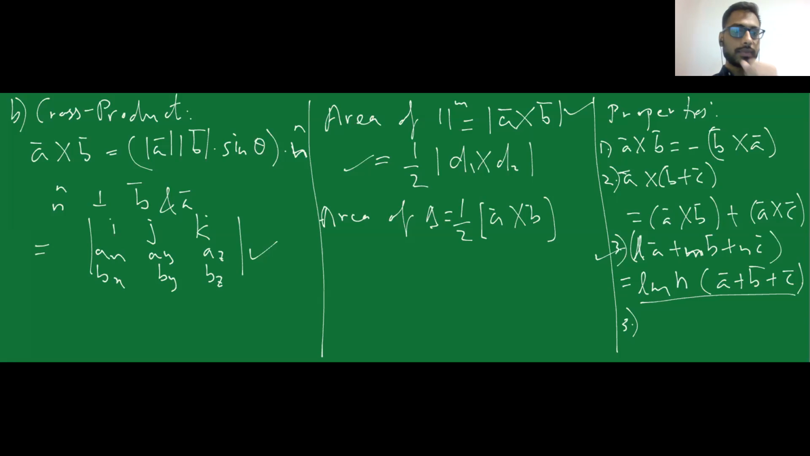Also, as cross product is a representation in the form of a determinant, if any two rows of a determinant or any two columns of a determinant are identical, then the value of the determinant becomes 0. Therefore, if I do cross product in such a way that A cross B dot A, the value of this is going to be equal to 0. Also, if I do, say suppose, A cross B dot B, the value of this term is also going to be equal to 0.